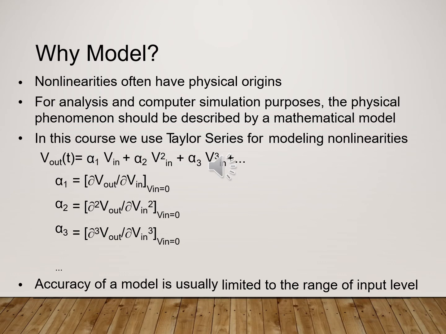Alpha 1, alpha 2 and alpha 3: alpha 1 is the first derivative of V output over Vin at Vin equals 0. Alpha 2 is the second derivative, and the third derivative gives alpha 3, and so on. So the accuracy of this model is usually limited to the range of input level you insert. Typically we use up to the third order in this class for handwritten work, but when we use computer simulations, we can go up with input level.